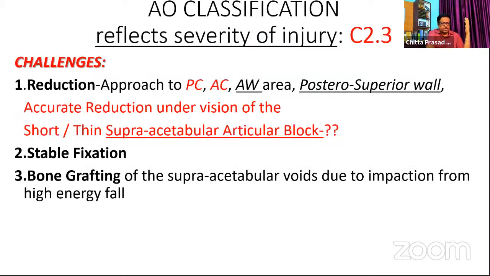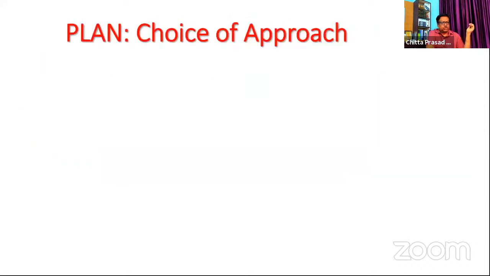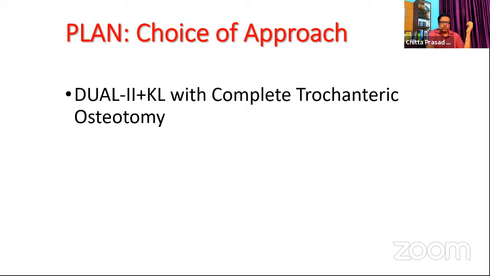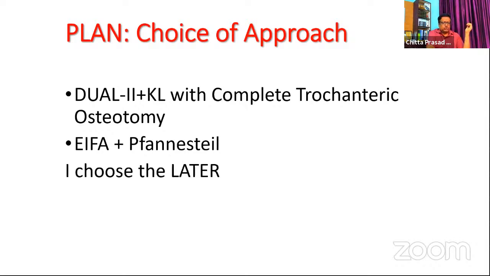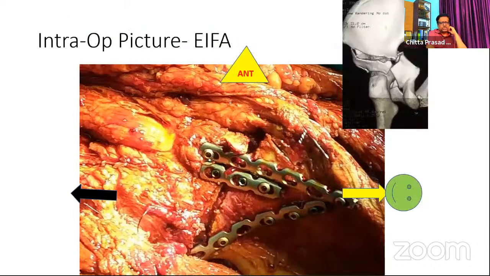I told you the challenges. I think we need to graft the voids which have been impacted to give further stability. The choice of approach was either dual, iliofemoral with Kocher-Langenbeck and trochanteric osteotomy, or EIFA and Fanon's II. I chose the latter. This is through the extended iliofemoral approach.